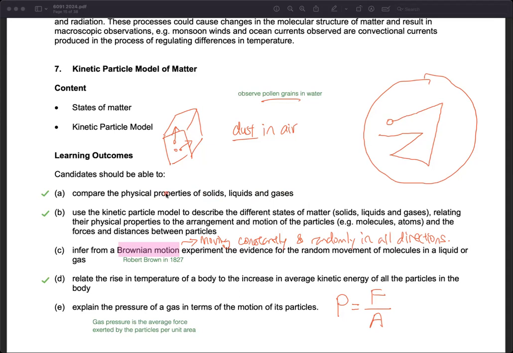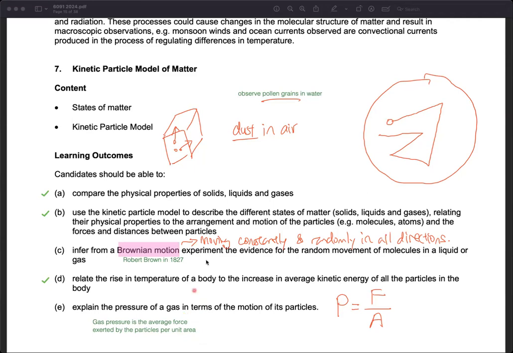Lastly, we use the kinetic energy of the particles to explain the temperature of a body. So the kinetic energy goes up, the temperature goes up. The kinetic energy goes down, the temperature goes down. And lastly, the average force exerted by the particles per unit area will determine the pressure of the gas. If the average force exerted by the particles per unit area increases, the gas pressure increases.